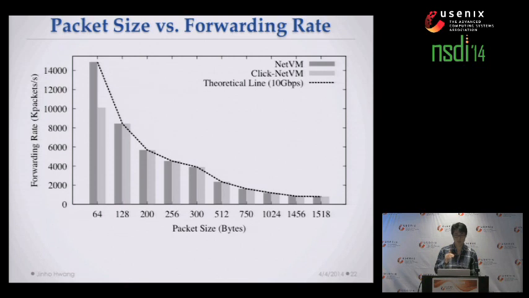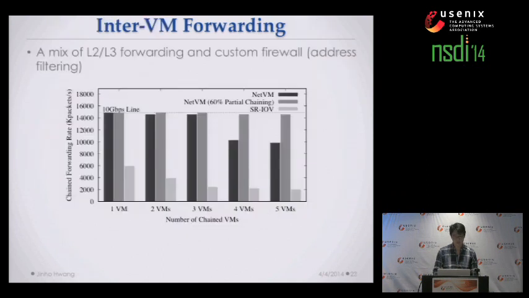However, we have a little slowdown in Click on NetVM, but after the 128 packet size, it follows the theoretical line. And this shows the inter-VM forwarding. To test the performance, we use a mix of L2, L3 forwarding, and a custom firewall. The custom firewall does only address filtering.